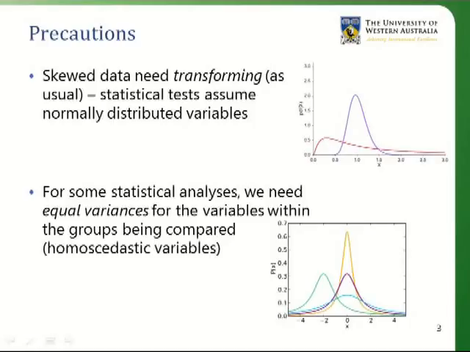So we get a different statistical comparison, say with the green curve on the left, depending on our variance. So ideally they should be equal. We call equal variance homoscedasticity. Conversely, unequal variance is heteroscedasticity.